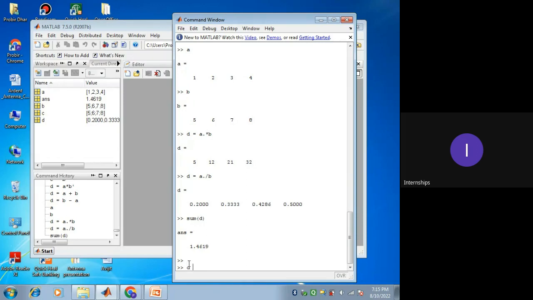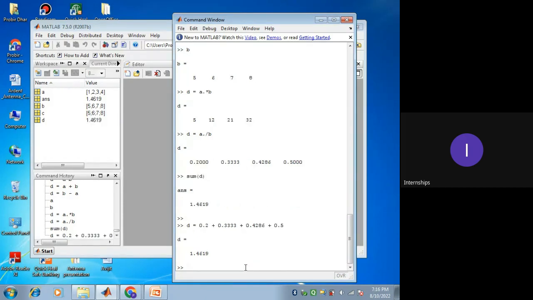Add 0.2 plus 0.333 plus 0.4286 plus 0.5. And this result, same result. So you can use sum of D, we will get this one. Okay.